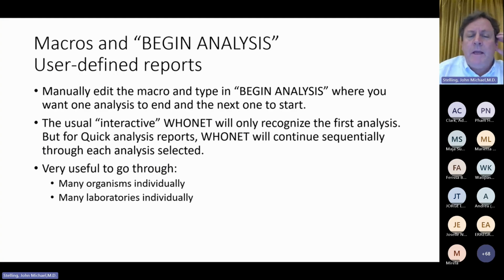So just to repeat, this is not specific for cluster detection, but it was a good time to talk about it. Just take the macro that you made, type the word begin analysis, and then you can make modifications below it. Change the organism, change the data files, change the laboratory, change from blood to urine. So there's a lot you can do by having one macro do many things at once, but many things consecutively.